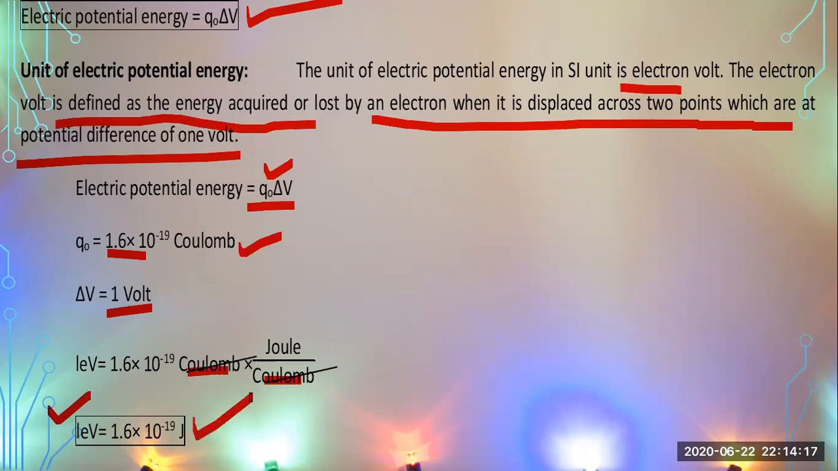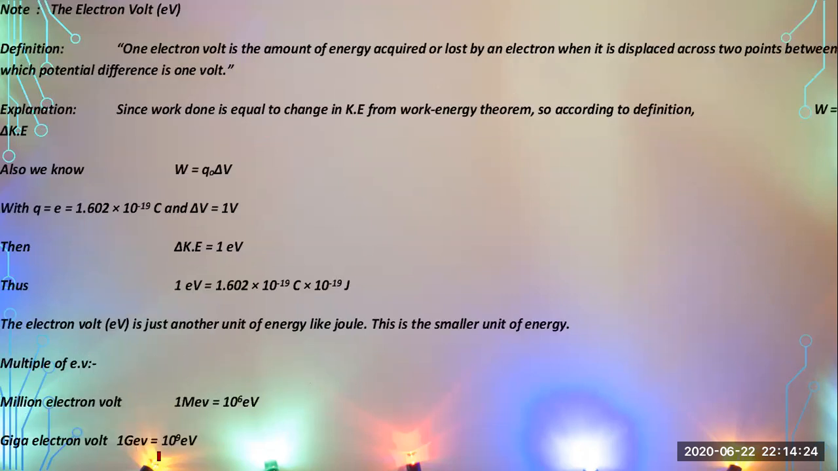And in the case of numericals, you will put the value of 1 electron volt equal to this value, and then you will finally calculate. So note: 1 electron volt is the amount of energy acquired or lost by an electron when it is displaced across two points which have a potential difference of 1 volt.